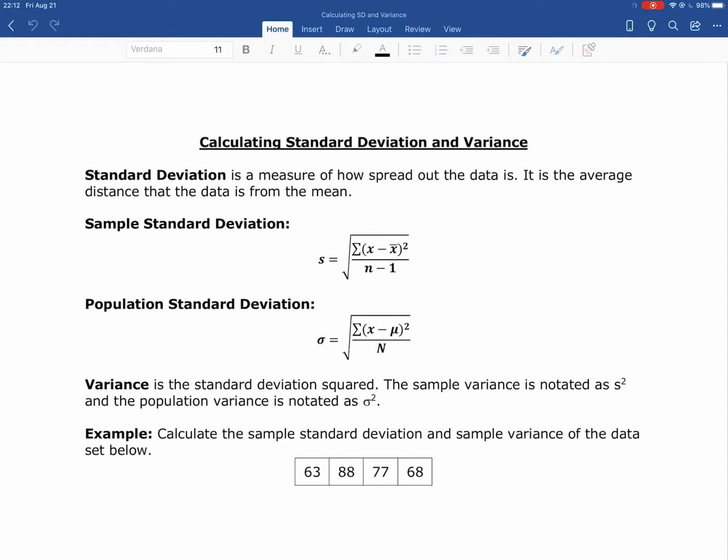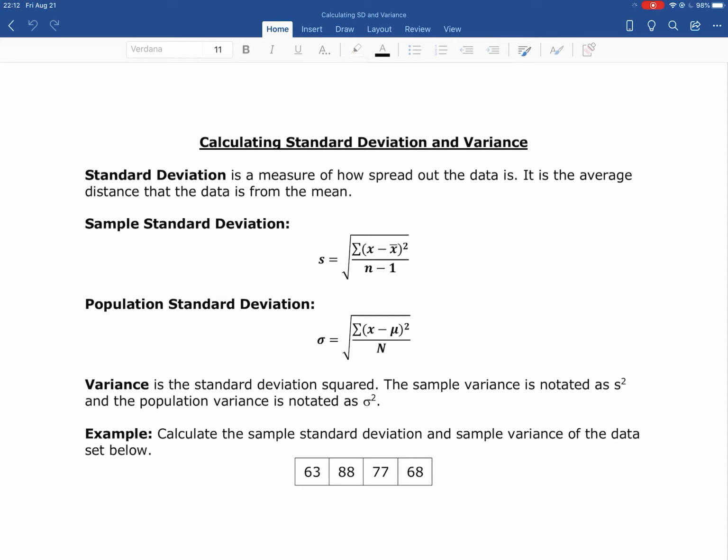The sample standard deviation formula is the square root of the sum of each x value minus the mean, squared, divided by the sample size minus 1. The population standard deviation is the square root of the sum of each x value minus the population mean mu, squared, divided by the population size n.